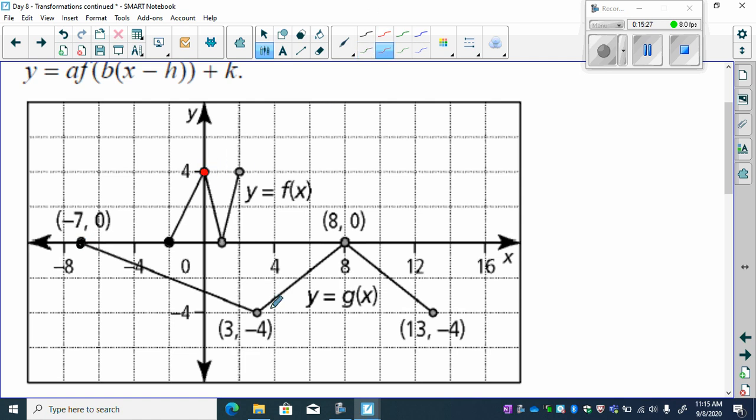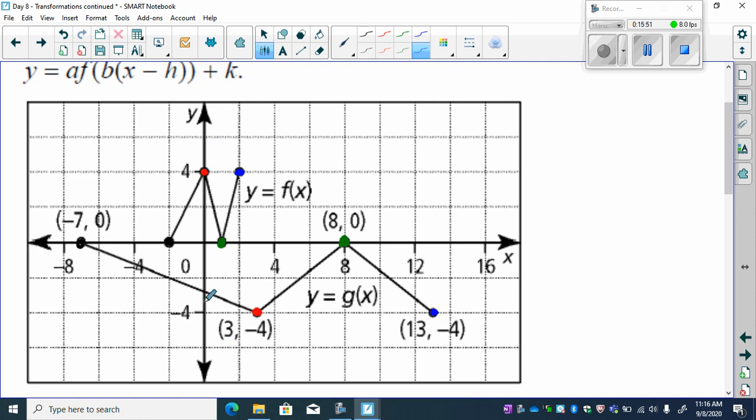This point has its image point at positive 3 comma negative 4. There's the image point. There's the image point. So check this out. This red and blue point, they were above the x-axis. Now they're below the x-axis. They went from above to below.